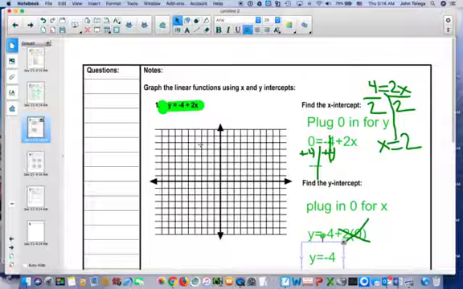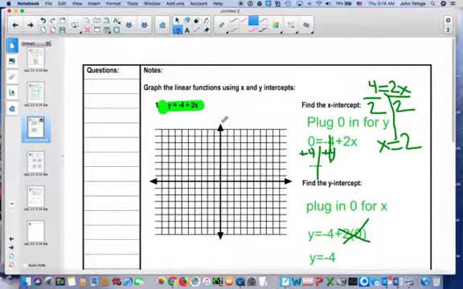Okay, so then let me go over here. And we just said that our x was 2. So I'm going to go over here: 1, 2. This is my x-axis, right? There it is, x-axis. Here's a 1, here's a 2. Boom. There is my intercept.